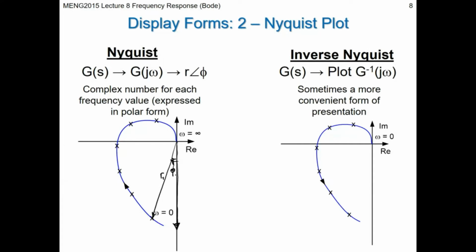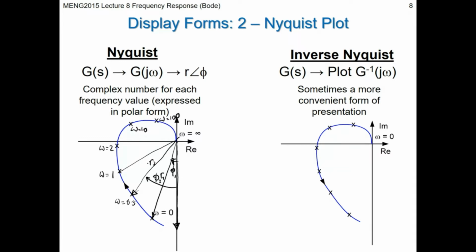So this is r1, phi 1. Then we're going to go to our next point, and we're going to calculate r2, phi 2. Then we go to our next point. So this might be omega. Let's say this is omega equals 0.5, omega equals 1, omega equals 2, omega equals 10, omega equals 100.